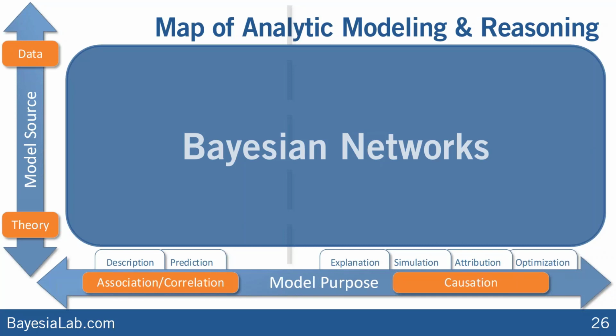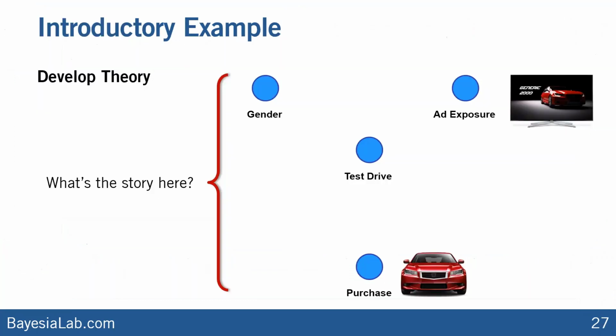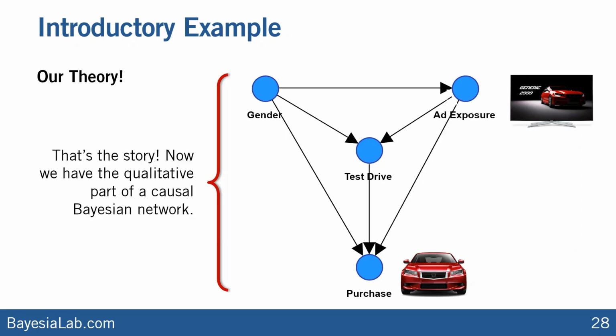So, our question now is, what's the story here? We have gender, ad exposure, test drive, and purchase. Those are the variables for which we have collected data. Now, the question is, how are they causally related? And when I use this example in workshops where I'm in the same room with all participants, it usually takes about 2 minutes, and we all arrive at a consensus as to what that structure should look like.